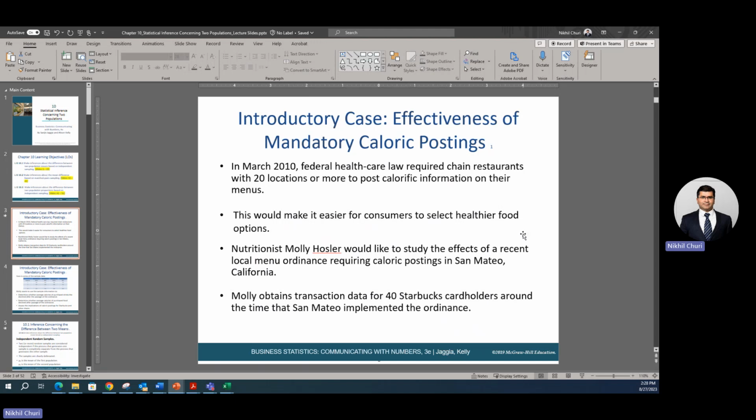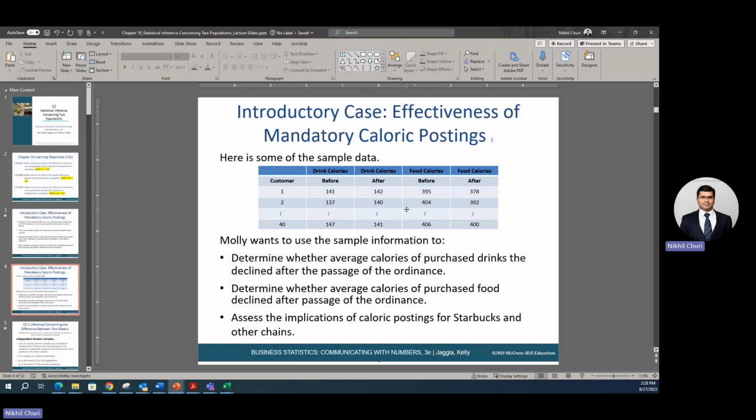There is this nutritionist, Molly Hostler, who would like to study the effects of a recent local menu ordinance requiring calorie posting in San Mateo, California. She obtains transaction data for 40 Starbucks card holders around the time that San Mateo implemented this ordinance. Here is the sample data. In the very first column you can see customer number 1 to 40 is mentioned. The very first thing you can clearly see is that the number of data points is 40. So here your n is 40.